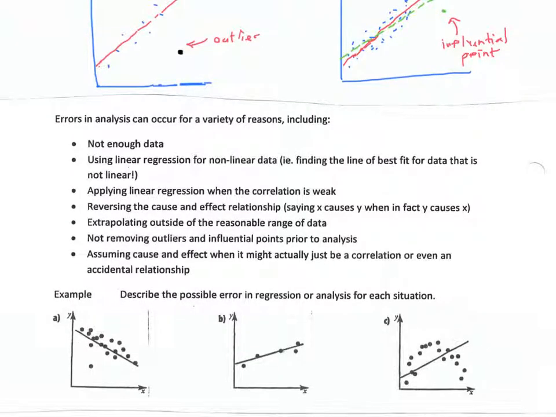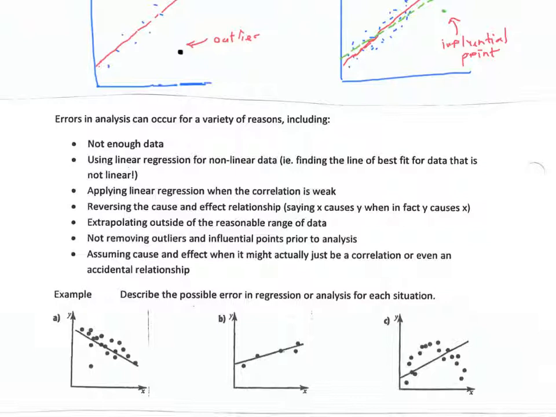It could be that you don't have enough data to analyze. It could be that linear regression, so finding a line of best fit, is being used for data that actually is not linear. It could be that the linear regression is applied when the correlation is actually quite weak, so we shouldn't be finding a line of best fit at all. It could be that the cause and effect relationship has been reversed. So we could be saying that X causes a change in Y, when in fact Y causes a change in X.